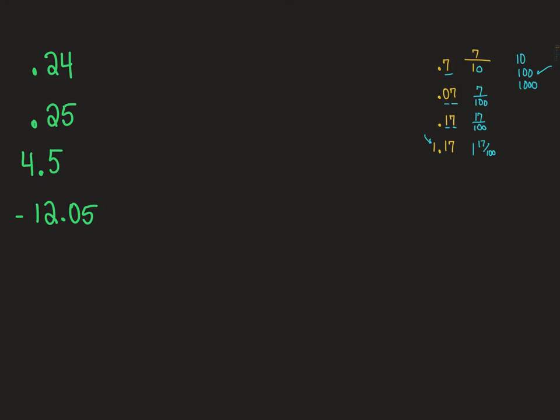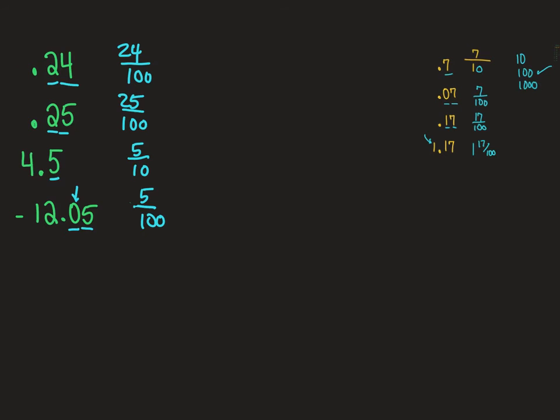All right, so let's take a look at these. I have 2 digits past the decimal. That means I'm going to have 100. I have 2 digits past the decimal. I'm going to have 100. I only have 1 digit past the decimal. It's going to be a 10. 2 digits, 100. 24 goes on top. 25 goes on top. 5 goes on top. 5 goes on top. We really don't need this 0 right here, because that looks funny. Doesn't it look funny? So you don't need that extra 0.